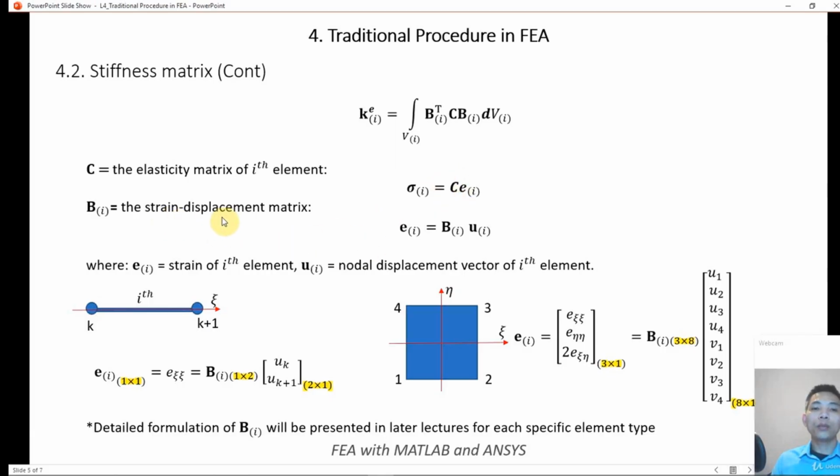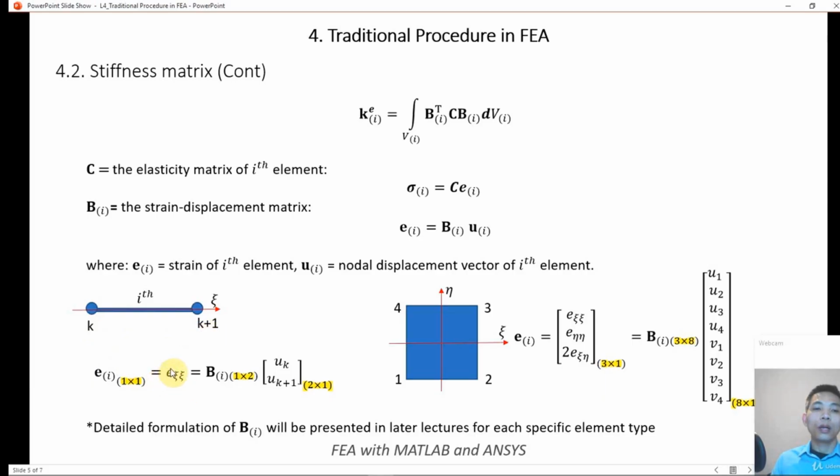So B is the strain-displacement matrix, where we can represent the strain of the element equal to B multiplied with the vector U, where U here is the nodal displacement vector of the element. So for example, you can see here, let me consider a one-dimensional element I like this. The element I includes node K and node K plus 1.